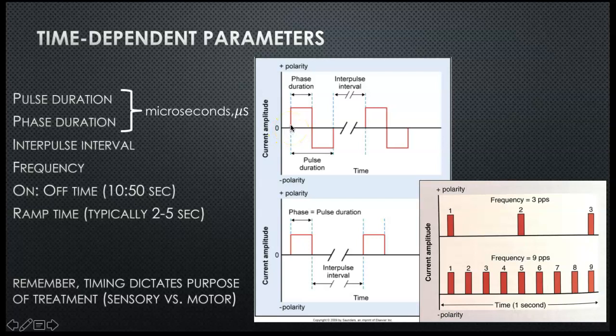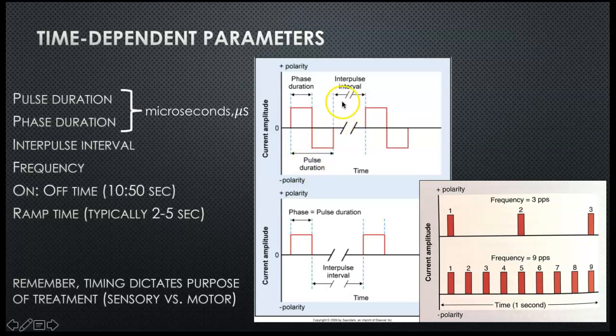So remember, you've got your pulse, right? You've got your part of a pulse, which is a phase, right? It's the part of the pulse that's in the positive, and then the next phase is part of the pulse that's in the negative. So this whole red line is a pulse, and it's got two phases, biphasic, right? Positive and negative. And then how long is the whole thing lasting? And that's what you'll get to choose sometimes, and that will dictate motor or sensory, right?